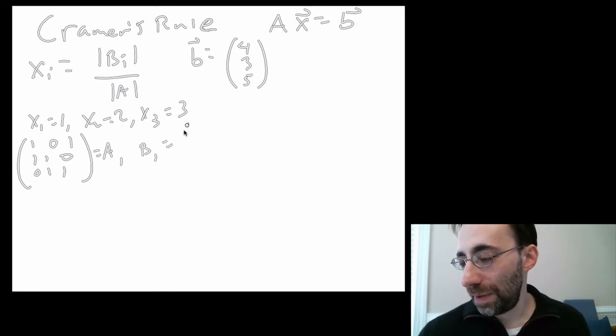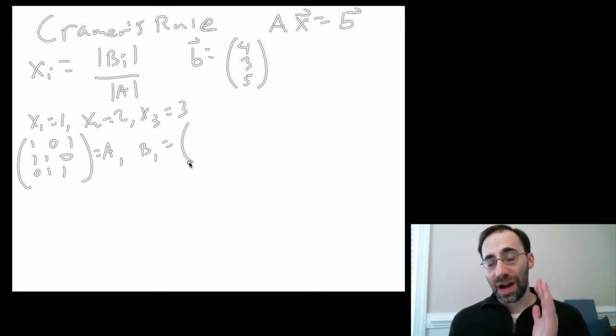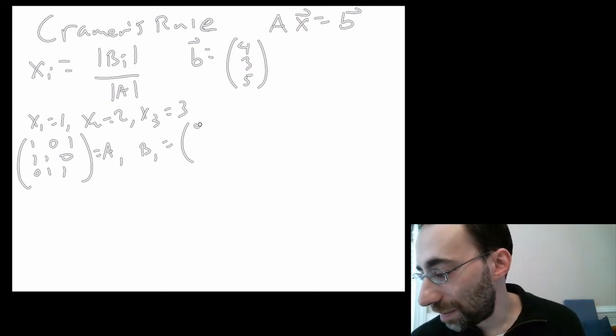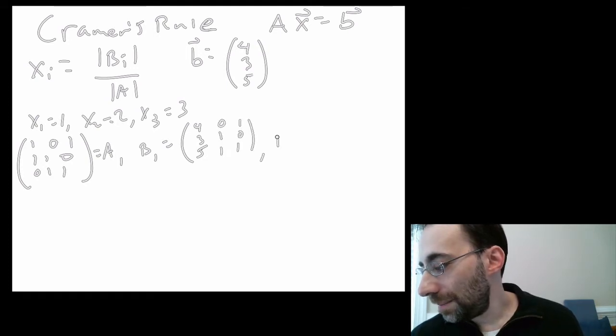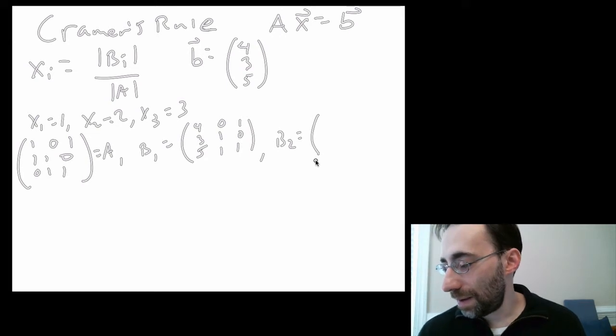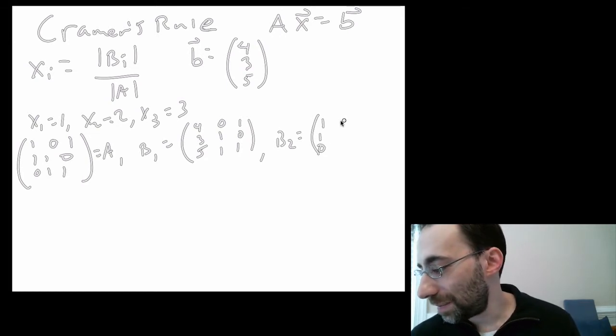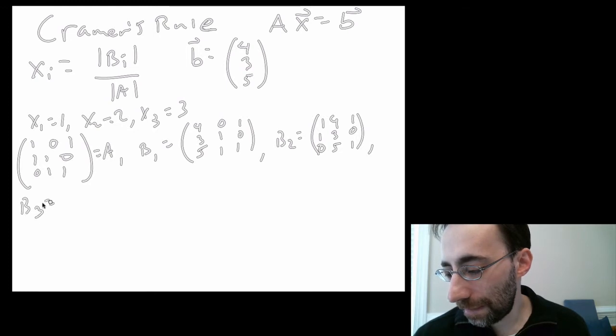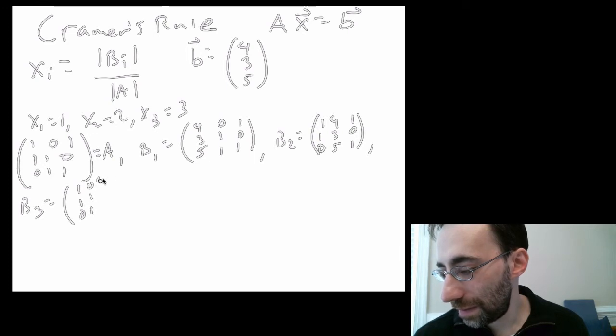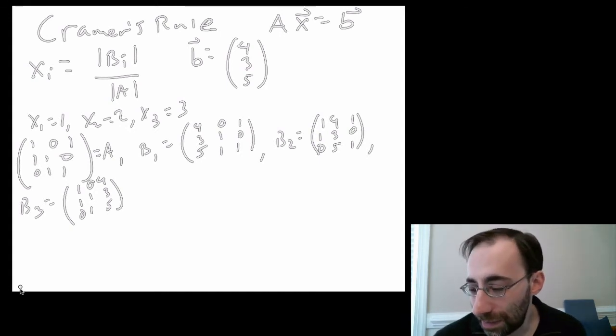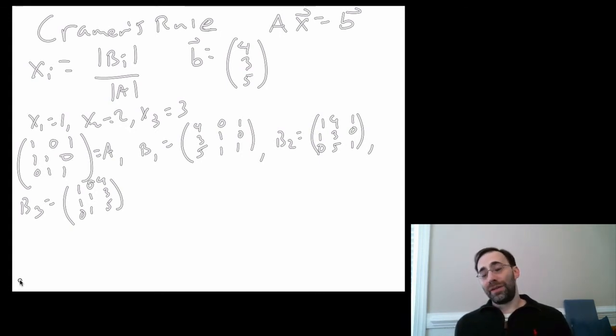What's B1? Well, B1 is A replacing the first column with b. So we replace the first column with b. And B2 is equal to A with the second column replaced by b. And B3 is equal to A again with the third column replaced by b. There you go. Okay, so there we go. So now we have the determinant of 4 matrices.